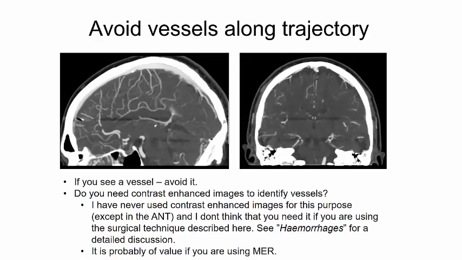We try to avoid vessels along the trajectory if we see them. The question is, do you need contrast-enhanced images to identify the vessels? I have personally never used contrast-enhanced images for this purpose, except in the anterior nucleus. And I don't think that you need it if you're using the surgical technique described here. But it is probably of value if you are using microelectrode recording.